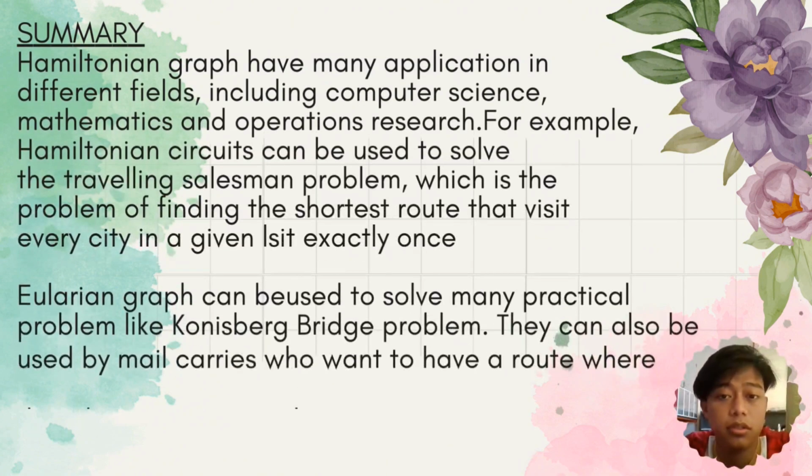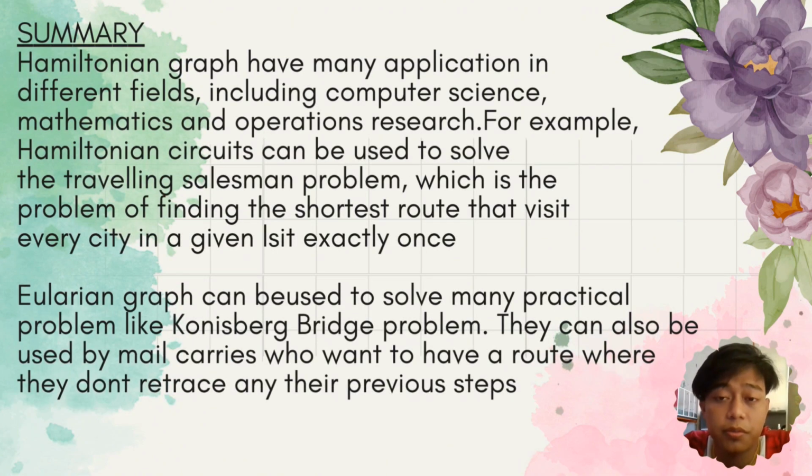And lastly, the summary. Hamiltonian graphs have many applications in different fields, including computer science, mathematics, and operations research. For example, a Hamiltonian circuit can be used to solve the traveling salesman problem, which is the problem of finding the shortest route that visits every city in a given list exactly once. And the Eulerian graph can be used to solve many practical problems like the Königsberg bridge problem. They can also be used by mapmakers who want to have a route where they don't retrace any of their previous steps.